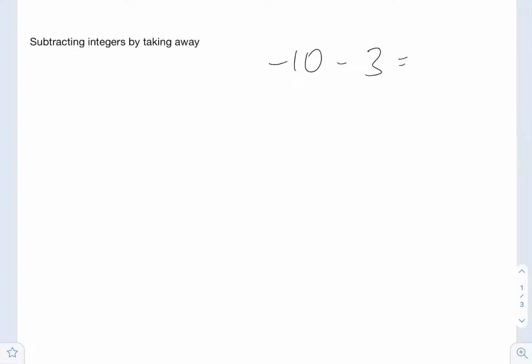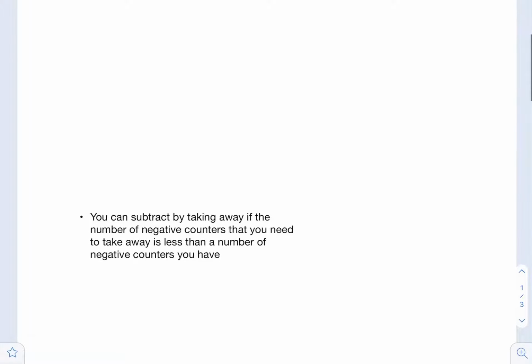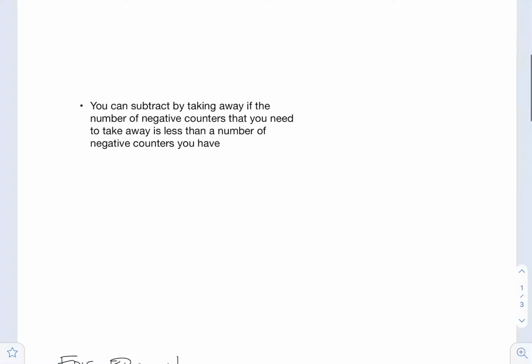Today, what we're doing is we're going to be taking away, and our emphasis now is going to be on the first number. So how about we get to our first point? You can subtract by taking away if the number of negative counters that you need to take away is less than the number of negative counters you have. What does that mean? Let's do an example and we'll walk through this again.